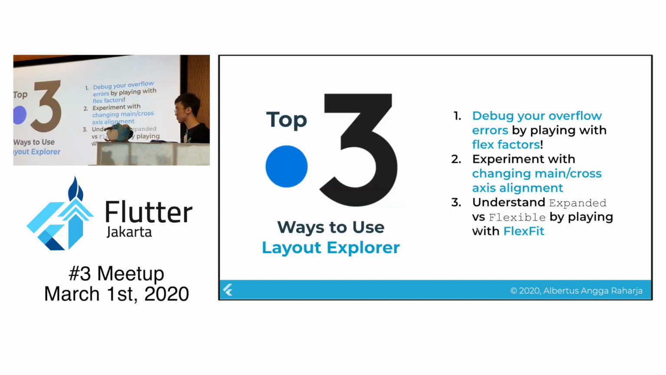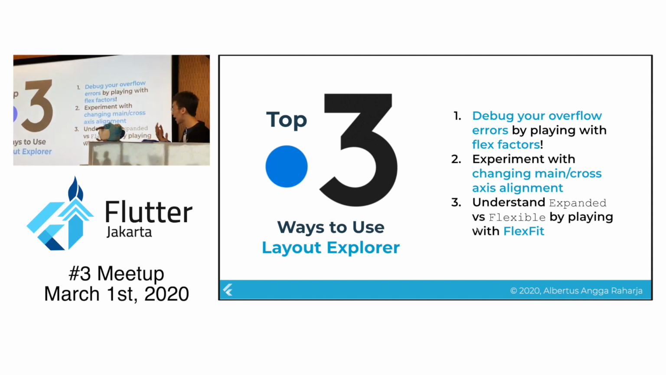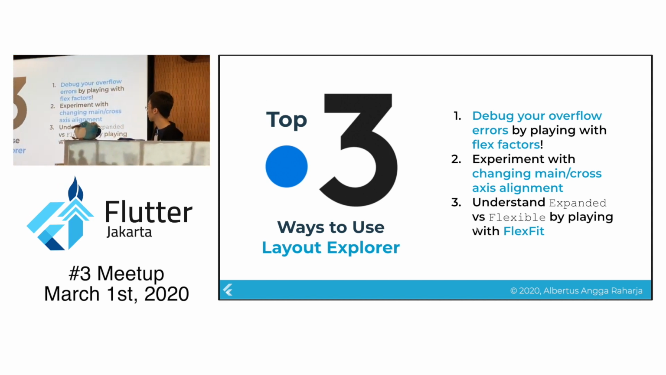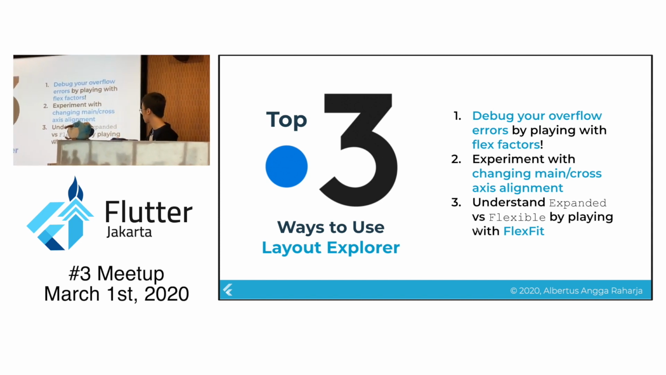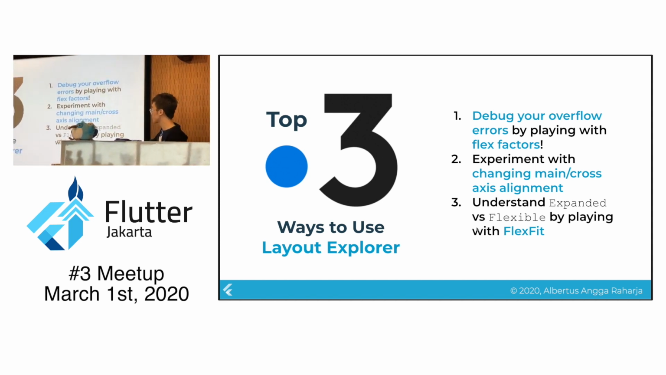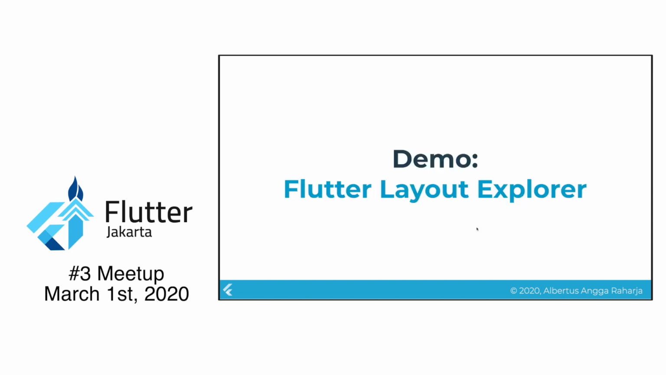So the top 3 ways to use Layout Explorer are, first, it can debug your overflow error by playing with the flex factors. Second, you can experiment with changing the main or cross axis alignment, because sometimes it's confusing to know which is the main axis and which is the cross axis. You don't have to worry about it if you're using Layout Explorer. Third, you can understand the expanded or flexible widget by playing with the flex fit. So those are the top 3 ways to use Layout Explorer. We will go to the last part of the talk, which is the demo.